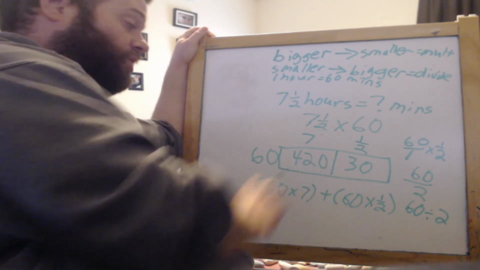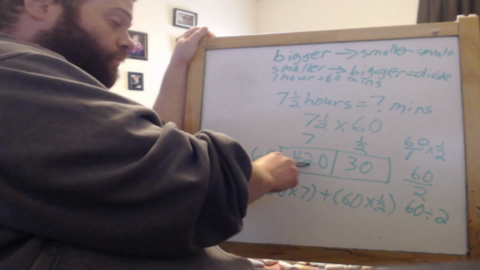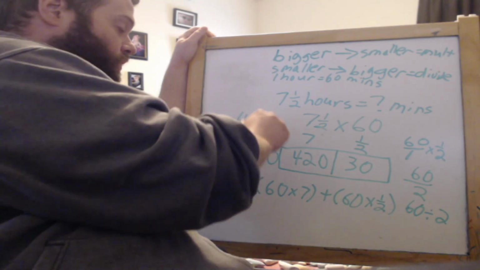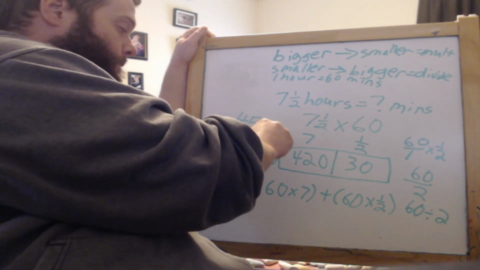So now we just have to add these up. 420 plus 30 is 450 minutes.